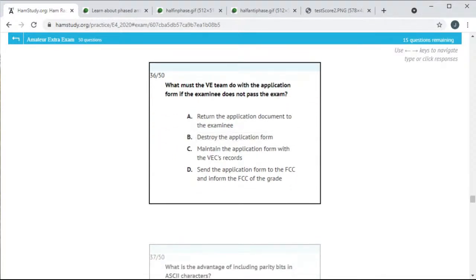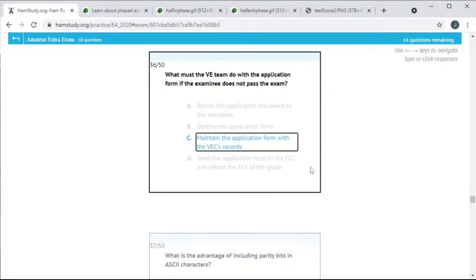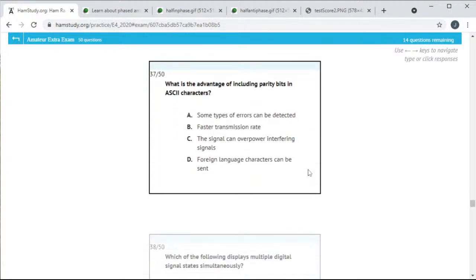What must the VE team do with an application form if the examinee does not pass the exam? A, return the application documents to the examinee. B, destroy the application form. C, maintain the application form with VEC records. D, send the application form to the FCC and inform the FCC of the grade. Well, the government wants us to maintain paperwork, but they don't necessarily want us to hassle them with it. So I'm going to go with C.